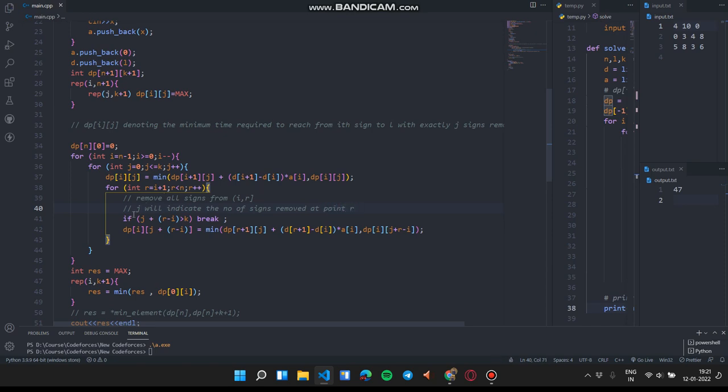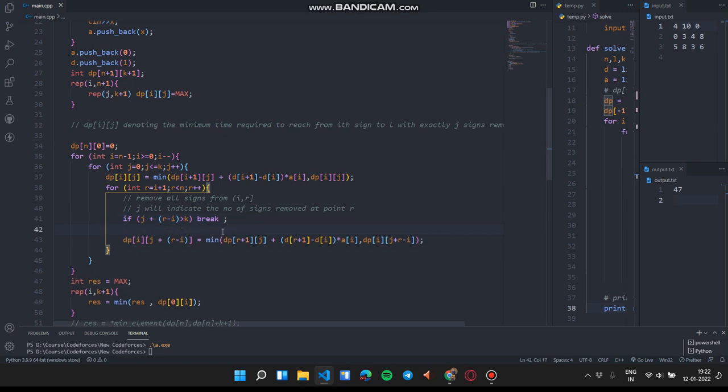So if j signs are removed at r, then how many signs will be removed at i? j plus r minus i. We are removing each and every sign from i to r, so r minus i additional signs will be removed. So j plus r minus i. And if it is greater than k, then we have to break, obviously, because we cannot remove more than k signs. And this is the base case, where we don't remove any signs.